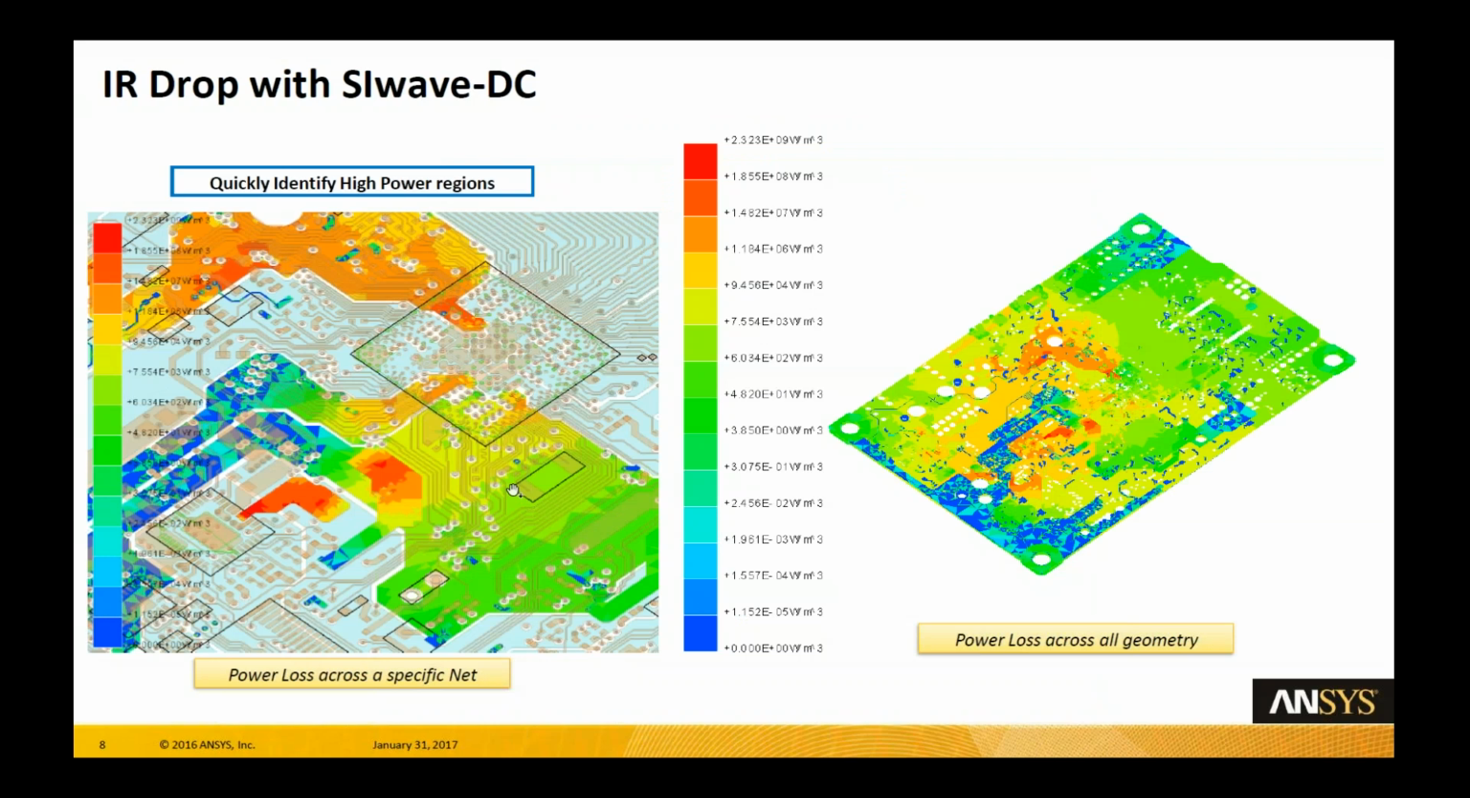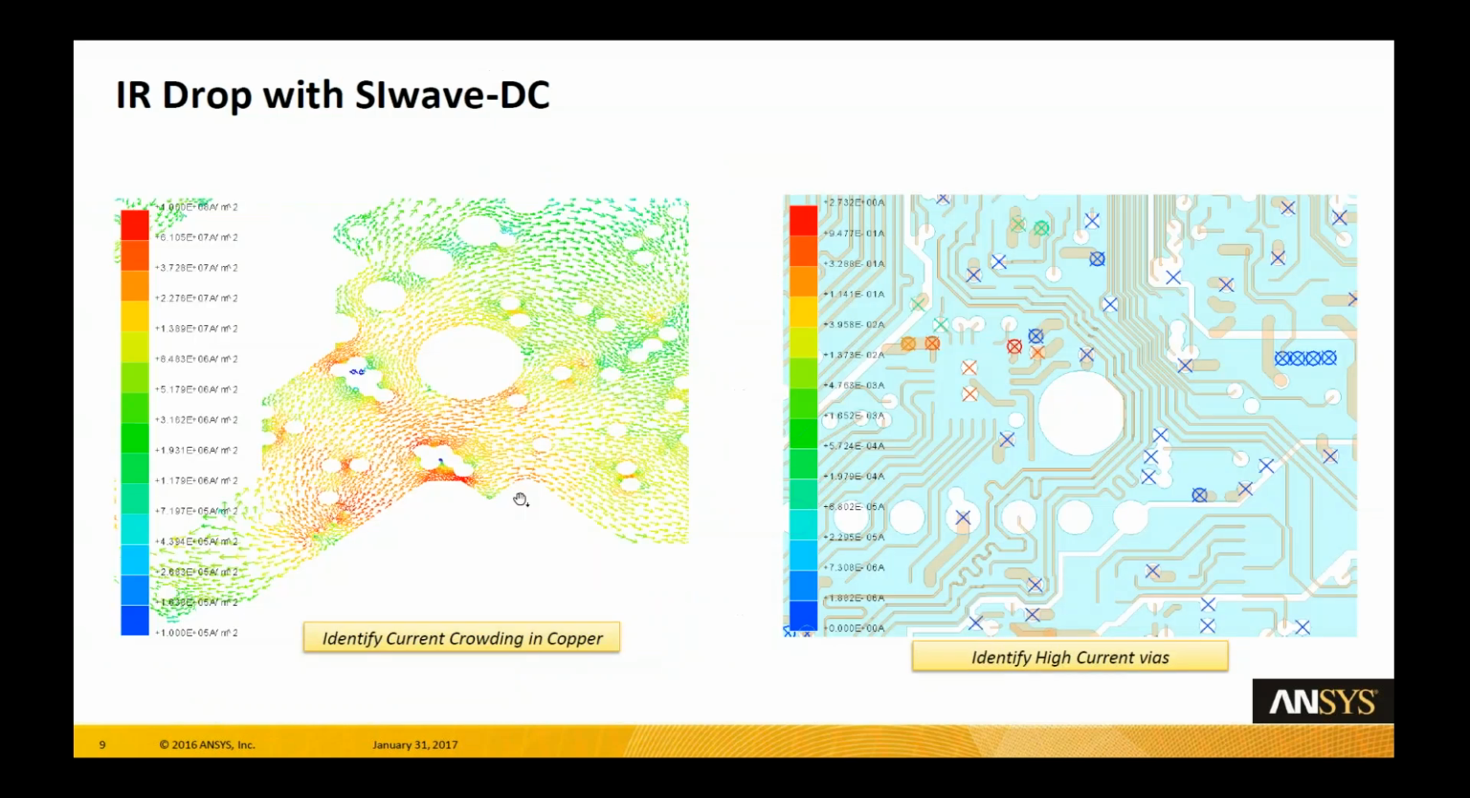By having this kind of power loss map, we can quickly identify high power regions. On the left side, it's only a portion of the whole picture being plotted. On the right picture, it's a power loss across all geometry of the board. We can also identify current crowding in copper, and as we discussed, we can also identify high current vias.